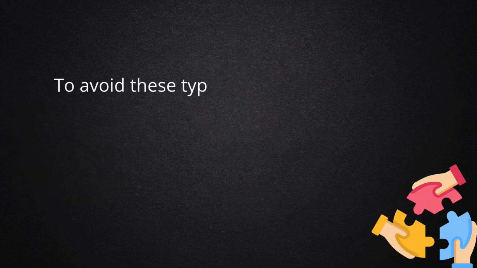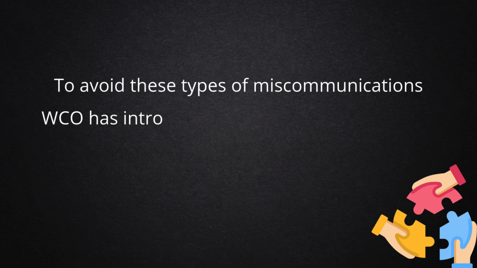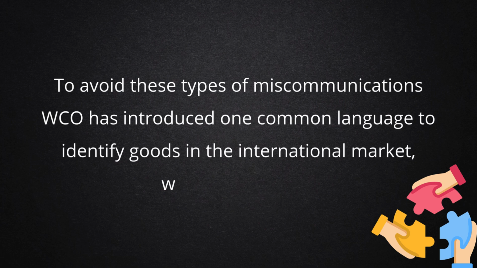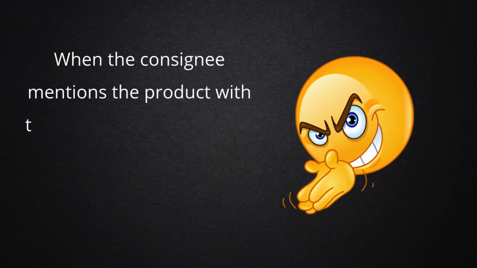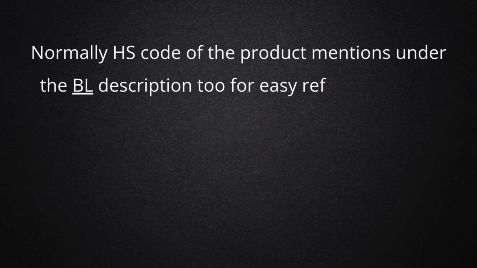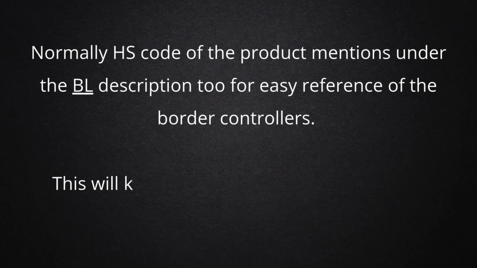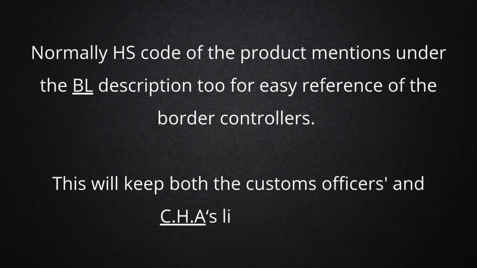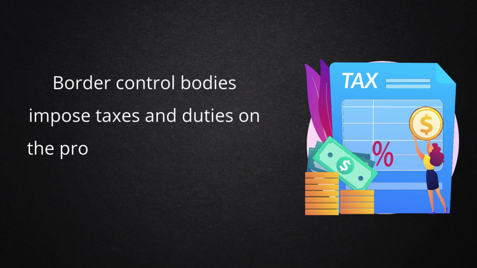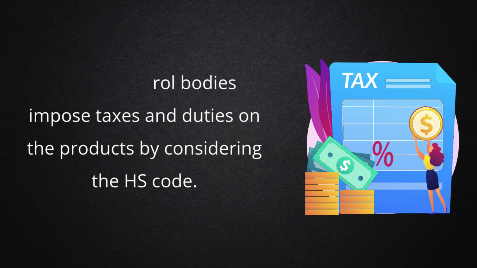To avoid these types of miscommunications, WCO has introduced one common language to identify goods in the international market, which is HS codes. When the consignee mentions the product with the HS code, the shipper knows exactly the consignee's requirement, so do the customs officers. Normally, the HS code of the product is mentioned under the BL description too, for easy reference of the border controllers. This will keep both the customs officers and CHA's life at ease. Border control bodies impose taxes and duties on the products by considering the HS code.